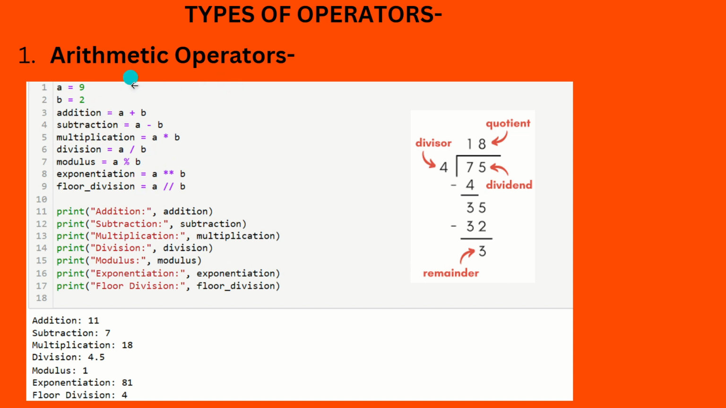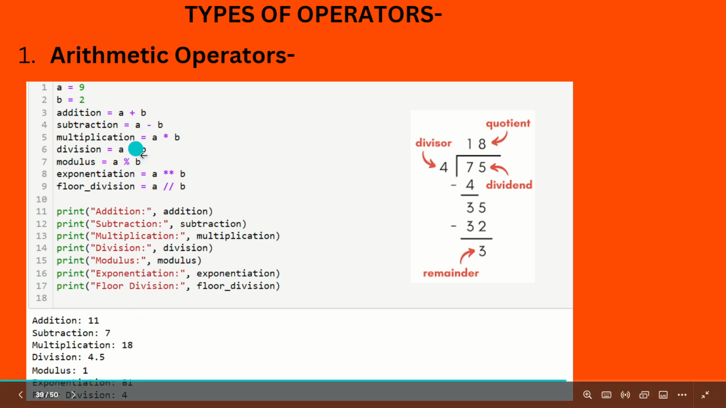Well, let's get started. Arithmetic operators. A and B are two variables I've taken and assigned the values 9 and 2 respectively. Now, the first arithmetic operation is addition, A plus B. Subtraction, A minus B. 9 plus 2, 9 minus 2, 9 into 2. Division, 9 by 2. You get 4.5 as the answer.